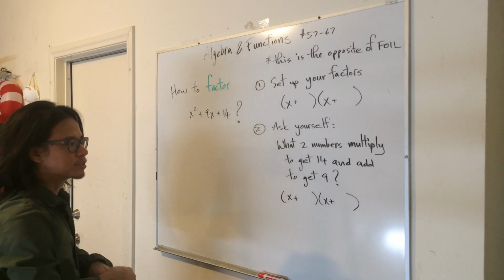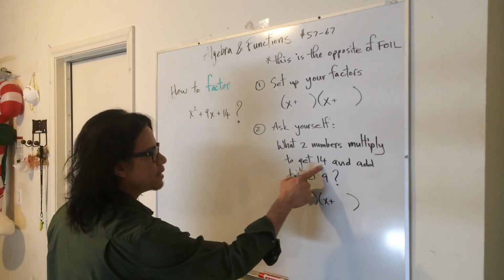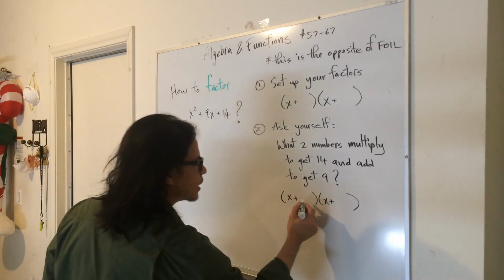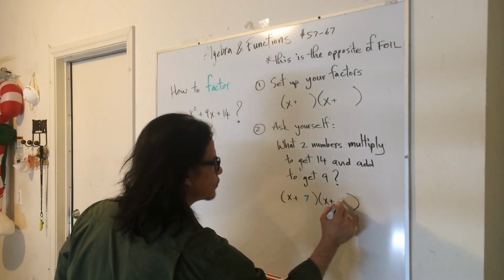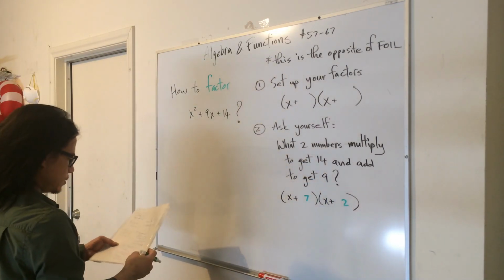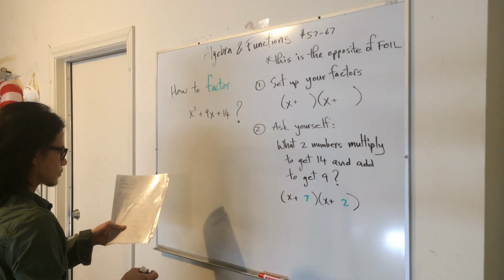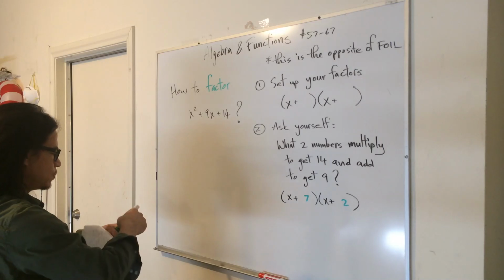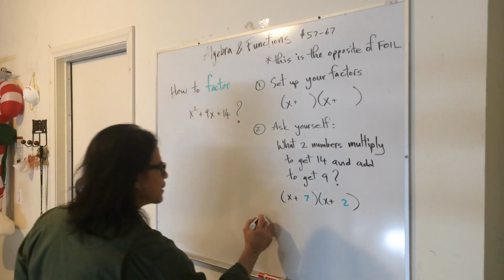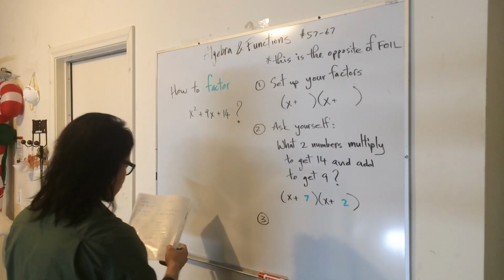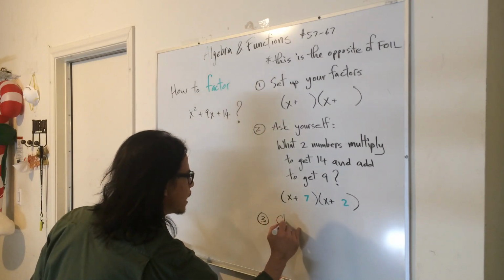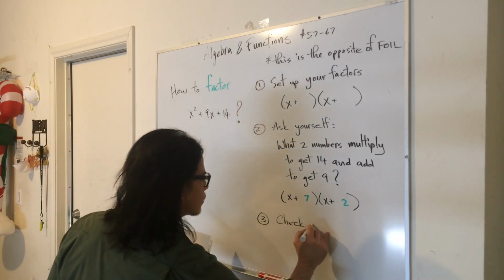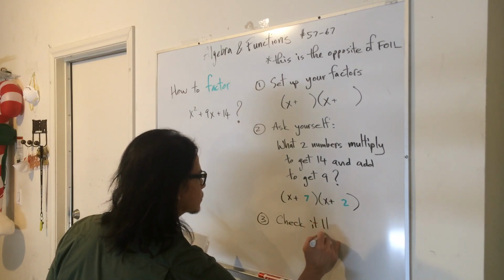Seven and 2 works perfectly, right? Because 7 times 2 is 14, and 7 plus 2 is 9. So we can fill that in with 7 and 2. Now, just to be sure that we do have the correct answer, let's check our work. This is a good habit to have: check our answer.